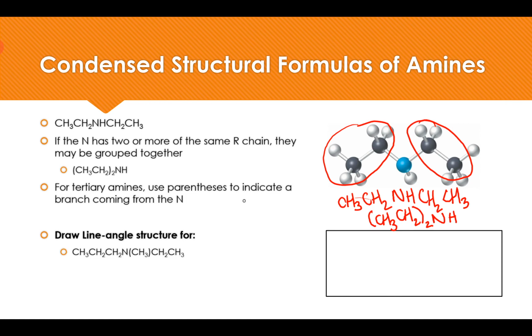And so if we are doing a tertiary amine, we can use parentheses to indicate where a branch is coming off of the nitrogen. For instance, draw the line angle structure for this molecule below. Go ahead and pause the video and try to draw the line angle structure. When you're done drawing, unpause the video to compare your answer to what I draw.